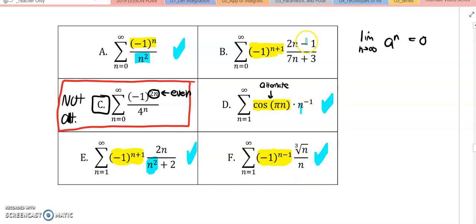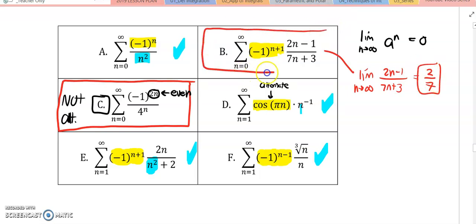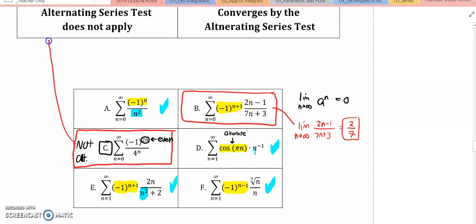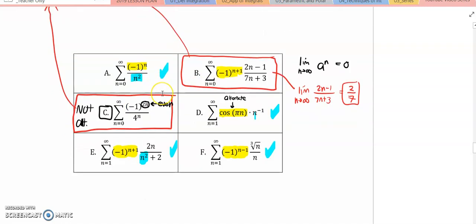We're going to have an issue right here, however, because the limit as n approaches infinity of 2n minus 1 over 7n plus 3 has equal powers, so you take the ratio of the coefficients. It's equal to 2 over 7. This is going to be a problem. So of the 6, B and C would not apply to the alternating series test. However, letters A, D, E, and F would all converge using the alternating series test. The only other thing you would have to consider is to show that the denominator is bigger in n plus 1 than it is in n. In all 4 of these remaining cases, that is going to be true.